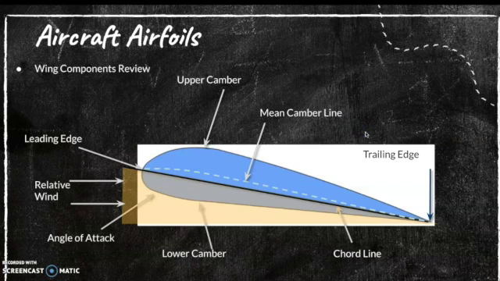So let's take a look at some of these other airfoil components again. Here we have the upper and lower camber, as we just saw with the mean camber line. Our chord line bisects the airfoil from the leading edge to the trailing edge. The leading edge is the point of contact for our relative wind, and the angle at which the airfoil goes into that relative wind is called the angle of attack.